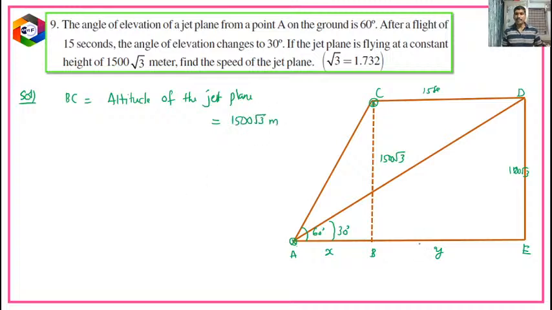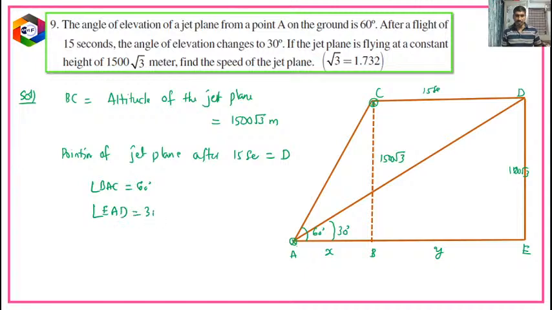Next, the position of the jet plane after 15 seconds will be D. Now the angles of elevation we will write. Angle BAC is equal to 60 degrees. Angle EAD will be equal to 30 degrees.